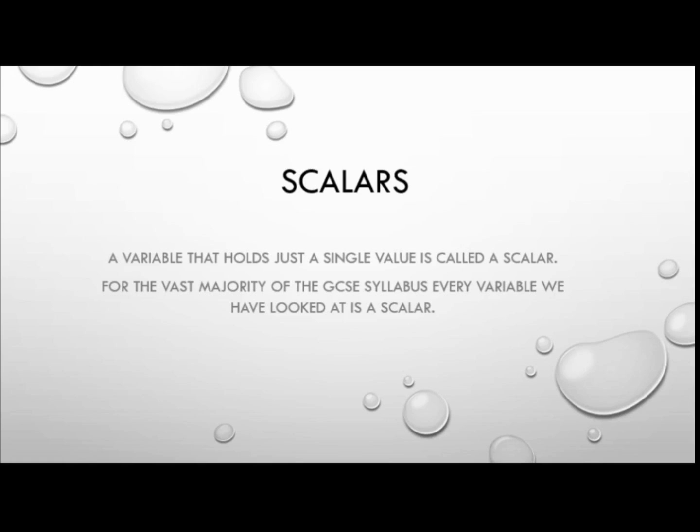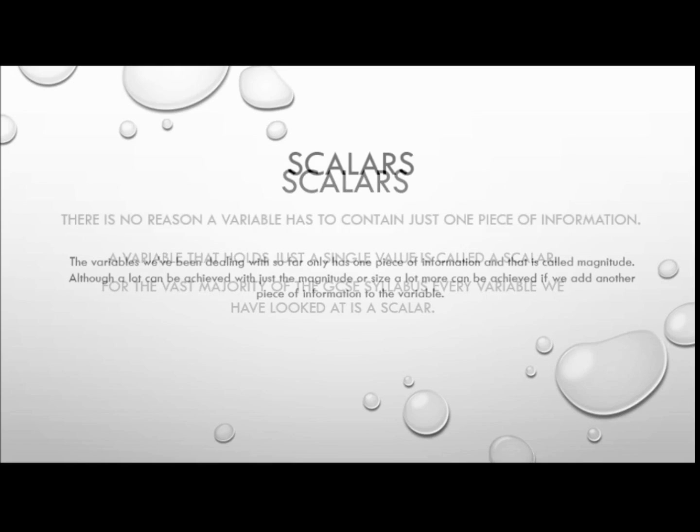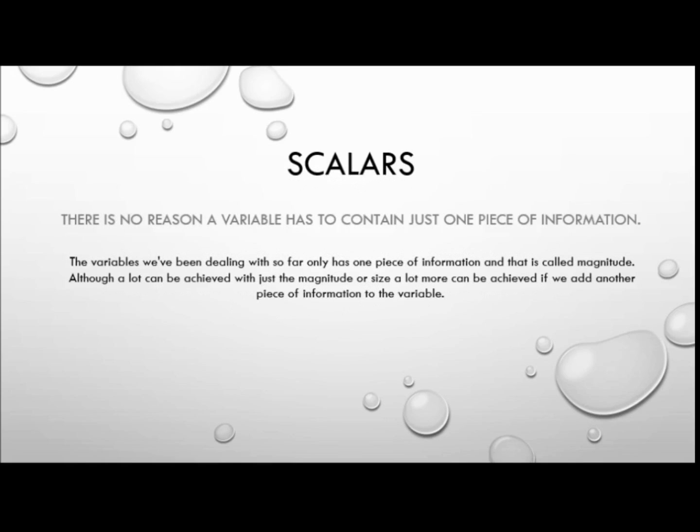Now a variable that holds just a single value is called a scalar. For the vast majority of the GCSE syllabus, every variable we have looked at is a scalar. There is no reason that a variable has to contain just one piece of information though. The variables we've been dealing with so far only have one piece of information, and that is called magnitude.